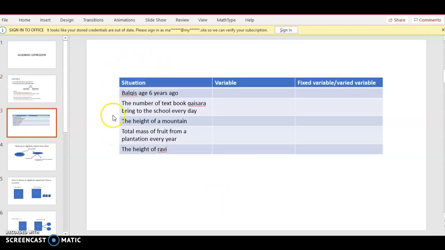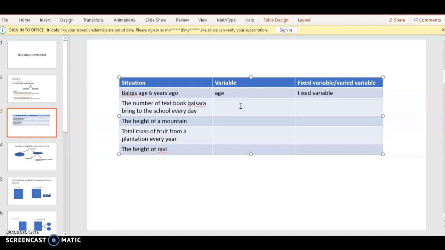Now we look at here. There are a few situations that we can see. First, Balkis's age 6 years ago. The variable will be Balkis's age. Then we have to identify whether it is a fixed variable or a varied variable. Balkis's age 6 years ago, we can say it is a fixed variable.